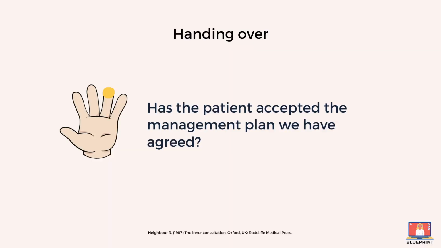So when you ask yourself what's the reason this patient is coming, and you understand the story, then you can actually move to the next part of the consultation. So the next part is handing over. When it comes to handing over, what you want to ask yourself is, has the patient accepted the management plan we have agreed? Because so often what happens is that the management plan is agreed only partially with the patient, and the patient is not fully involved in there.